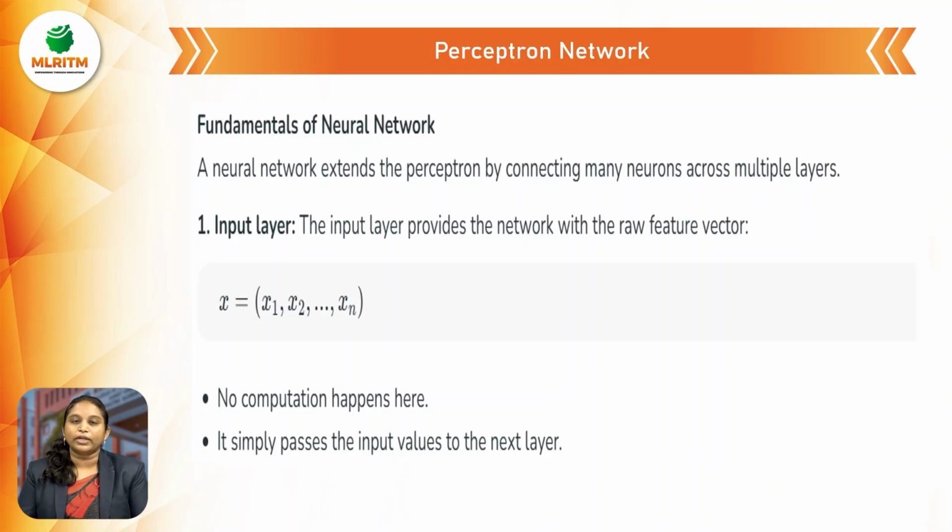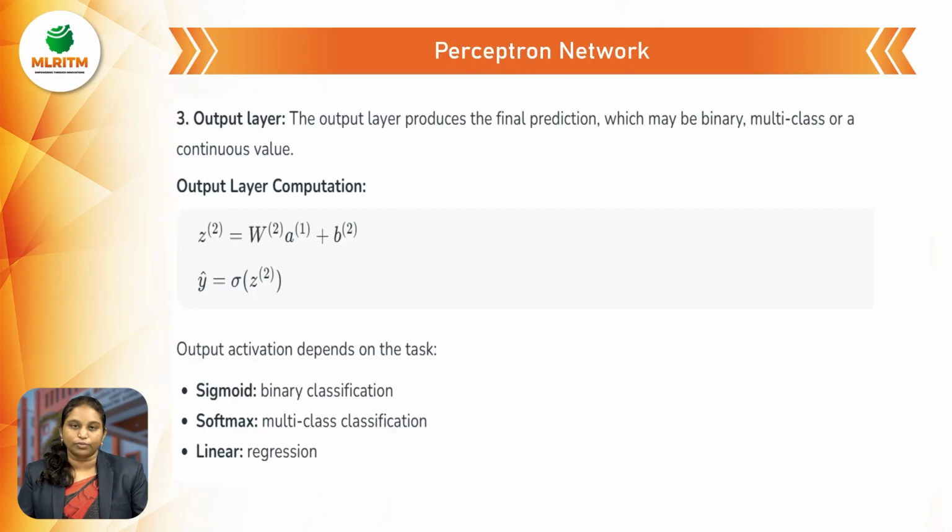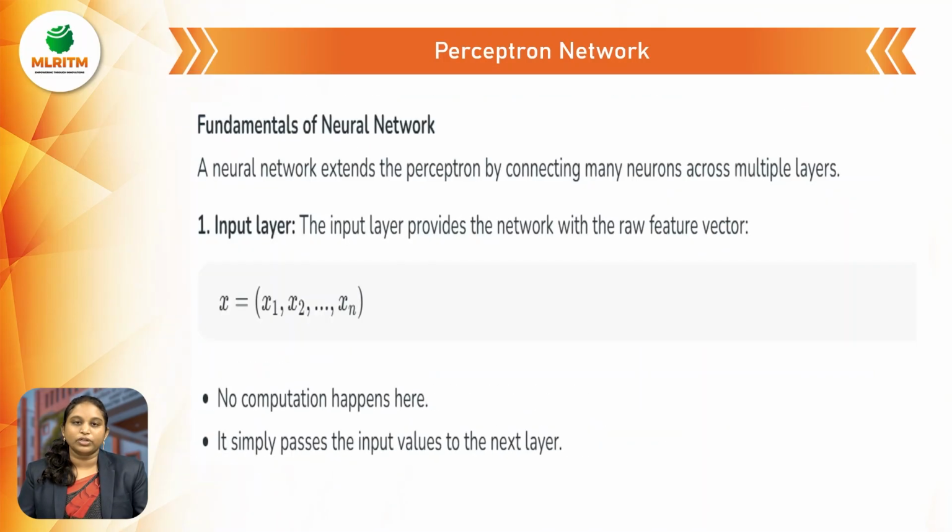Next one is the fundamentals of neural networks. As we know already what is meant by a neural network, where we also have certain layers. The first one is the input layer, hidden layers, and the output layer. So how is the perceptron going to work through these layers?